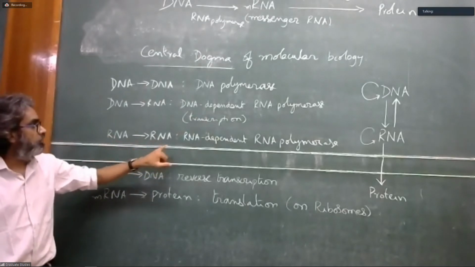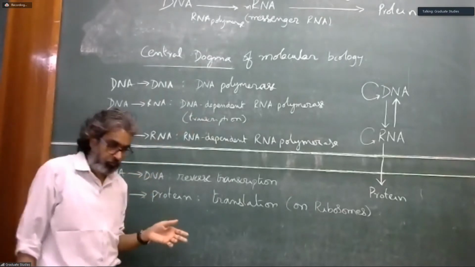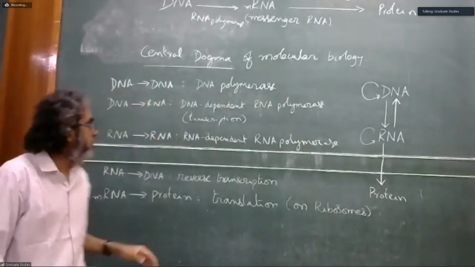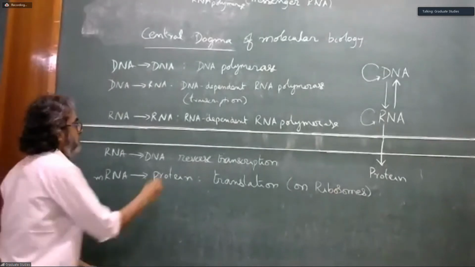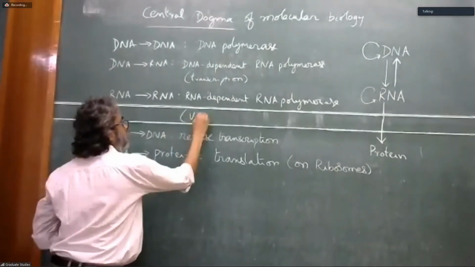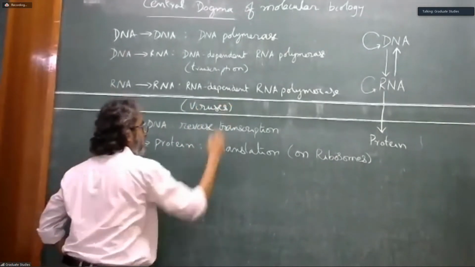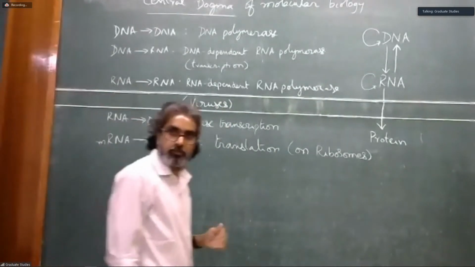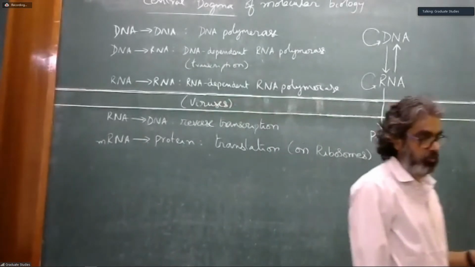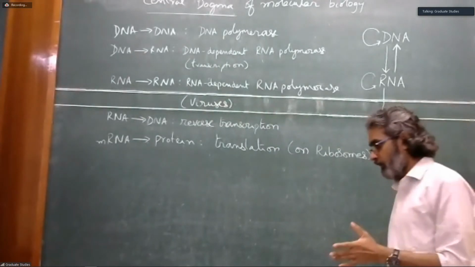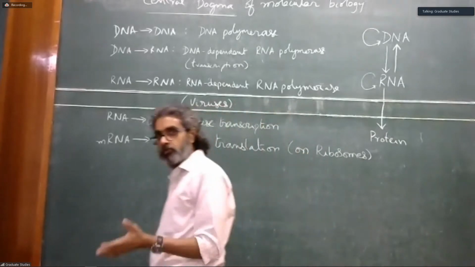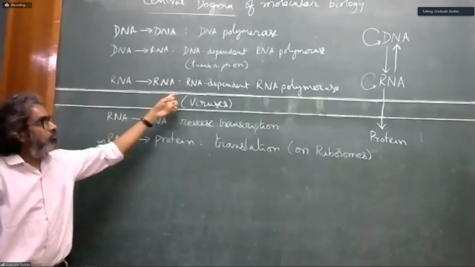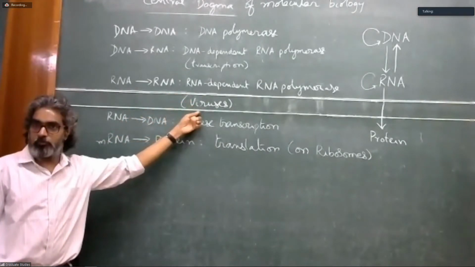RNA to RNA: you make a copy of RNA. This typically occurs in viruses. These are RNA viruses, where the genetic code of the virus is RNA. The RNA invades the host, and then it needs to make a copy of itself, so you have an RNA polymerase which makes copies.